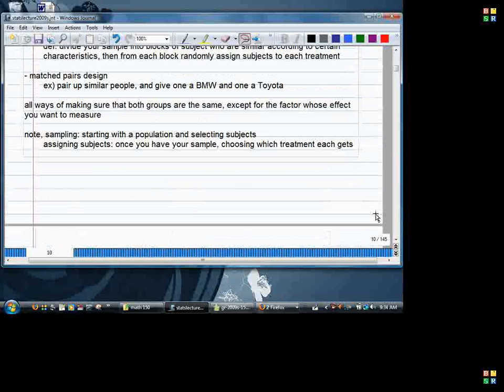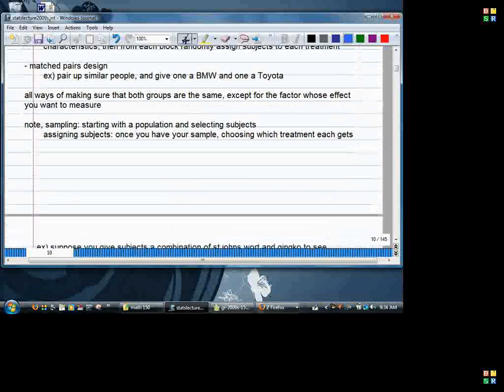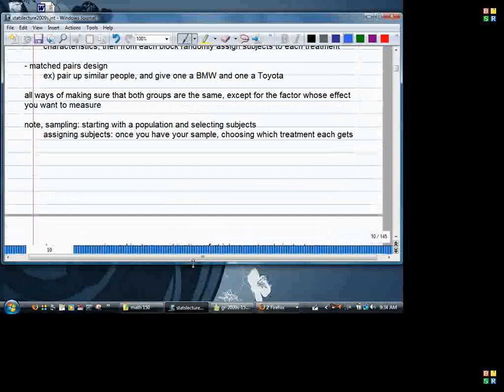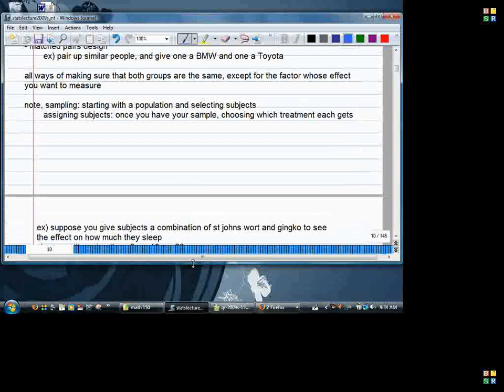What I mentioned before was that in this case the design was very, very simple. You're only comparing two things. BMW, Toyota, what's the result? But for different reasons, you might want to deal with a slightly more complicated setup. So, for example, suppose you give subjects a combination of St. John's wort and ginkgo to see the effect on how much they sleep. So basically, suppose you're doing medical research, and you're testing out these different herbs and compounds to see if you can help people sleep better.